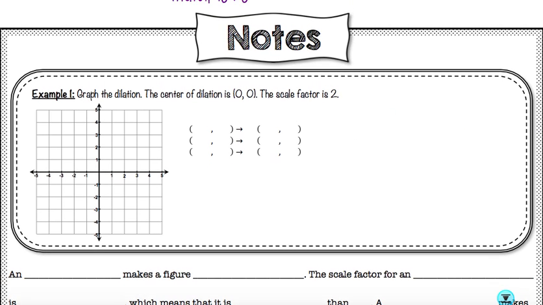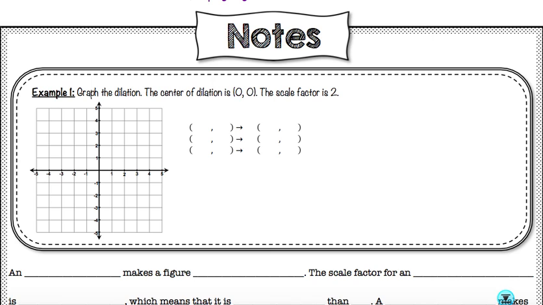Example 1 says, graph the dilation. The center of dilation is 0, 0. The scale factor is 2. So we're going to start with A, B, and C, and we're going to plot those points. A is 0, 2. B is 2, negative 1. And C is negative 1, negative 2. So go ahead and graph 0, 2, label it A. 2, negative 1, label that B. And negative 1, negative 2, and label that C.